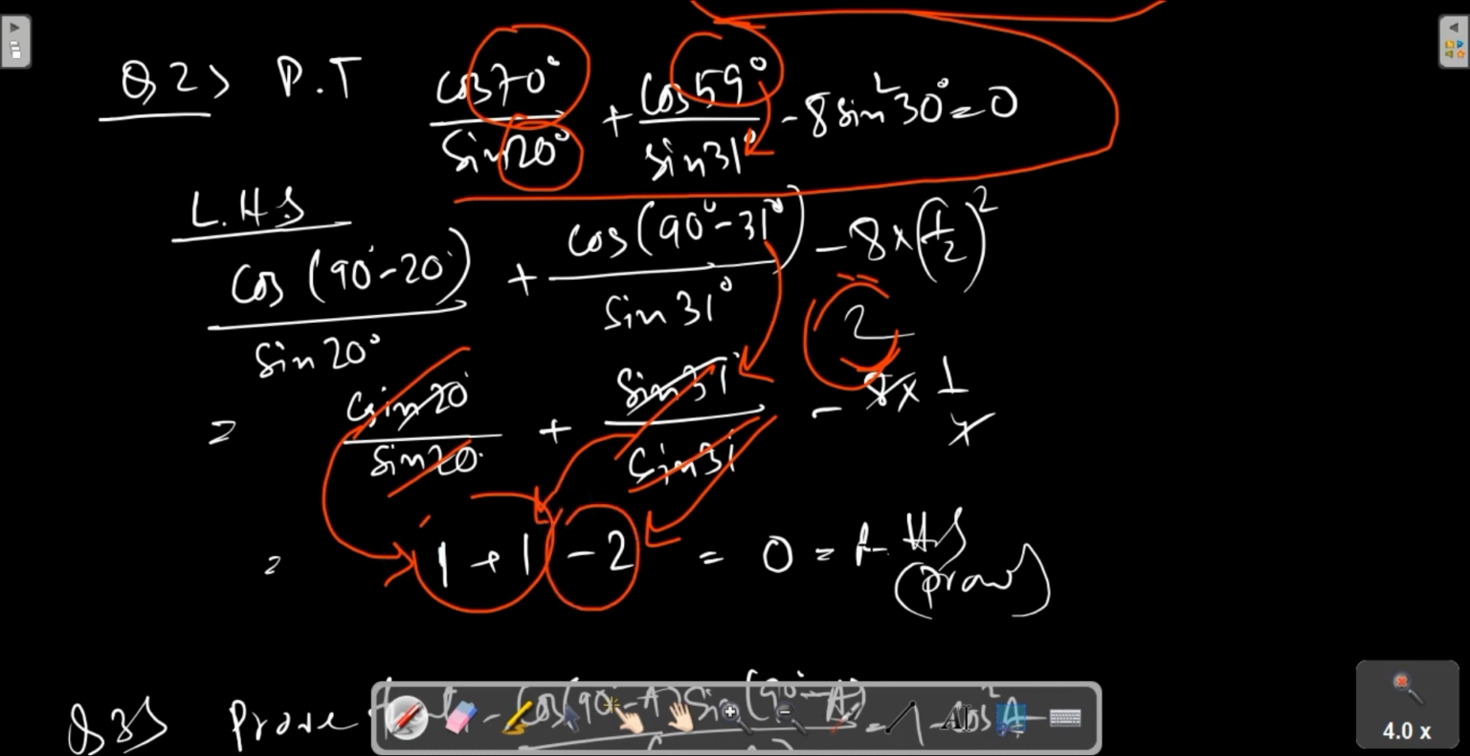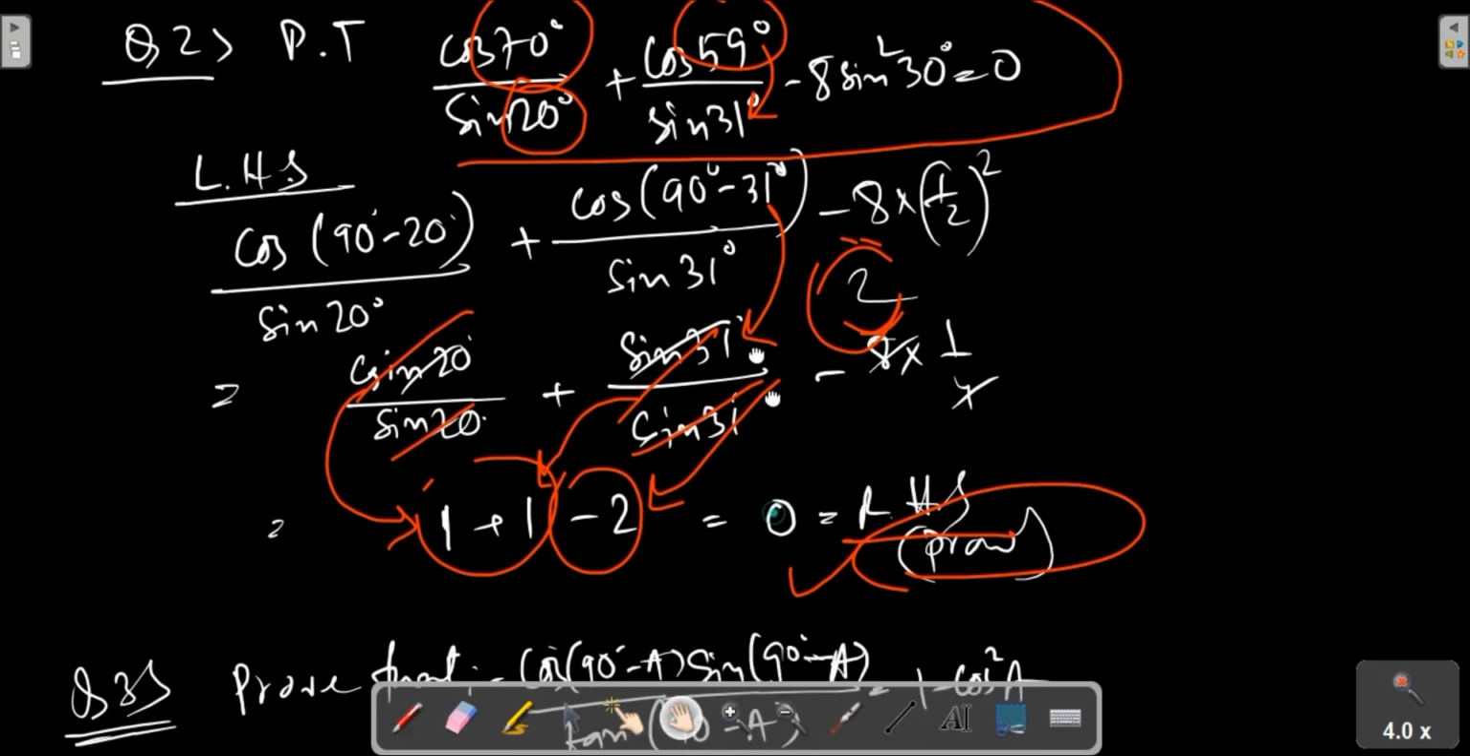So plus 2 and minus 2 will give you 0, which is RHS, and we have got the proof. I hope you have understood. Moving to the next sum.